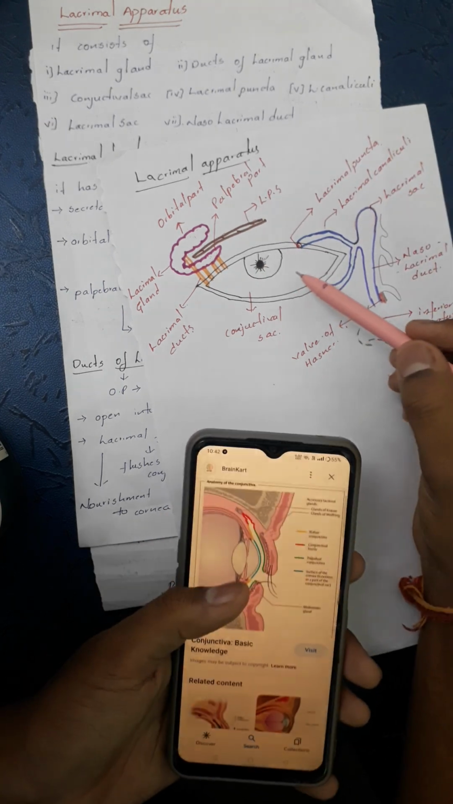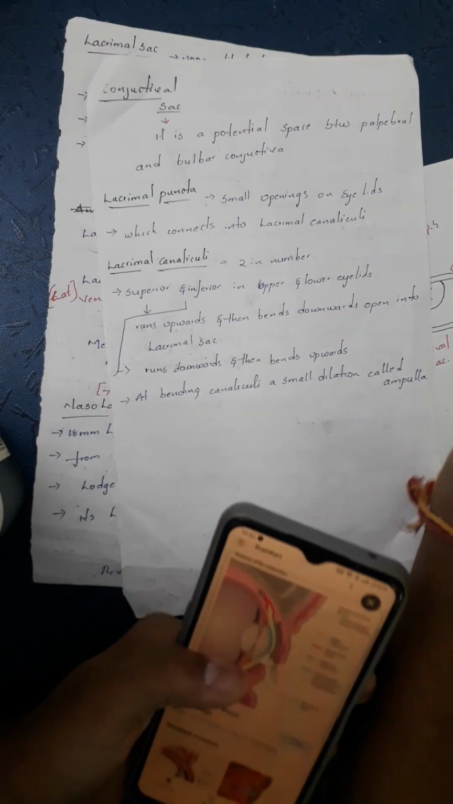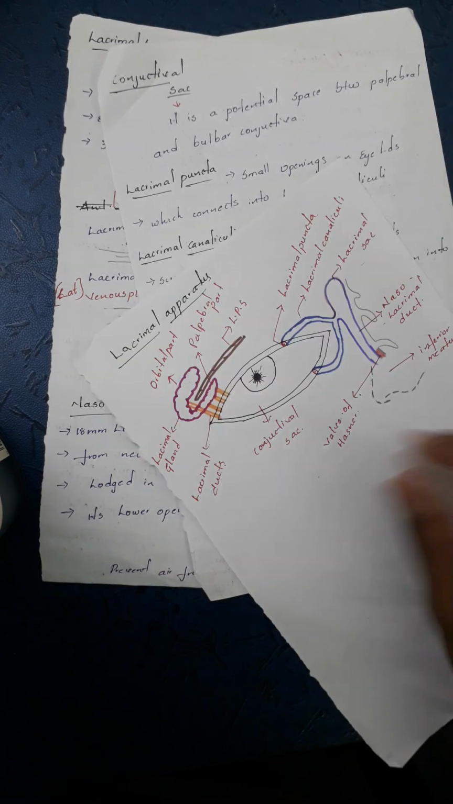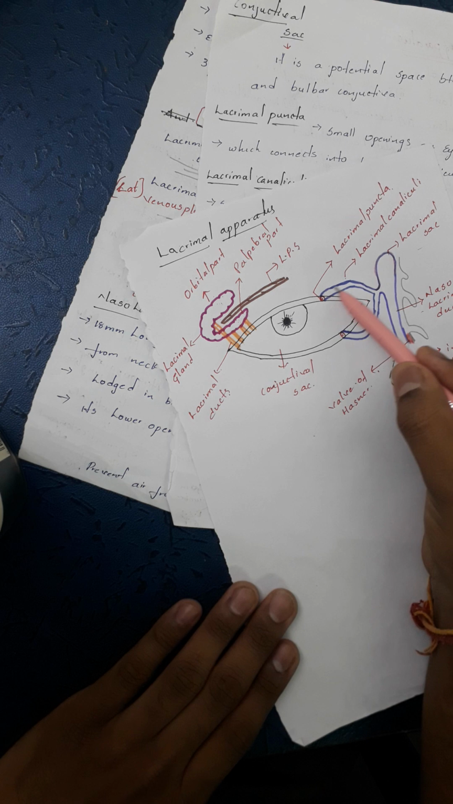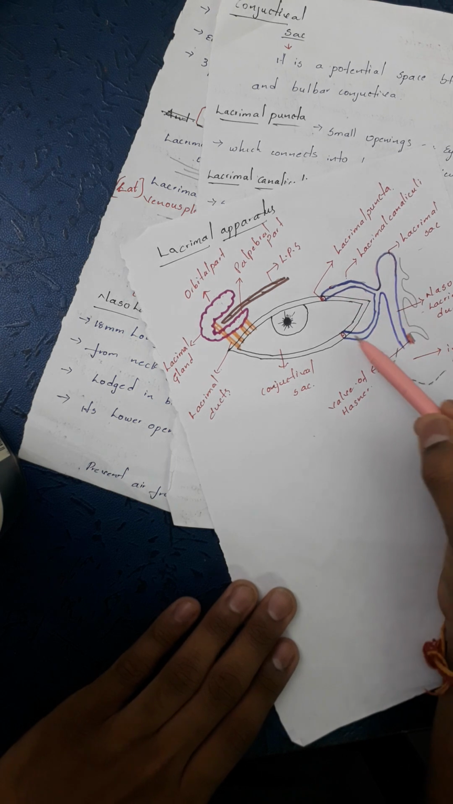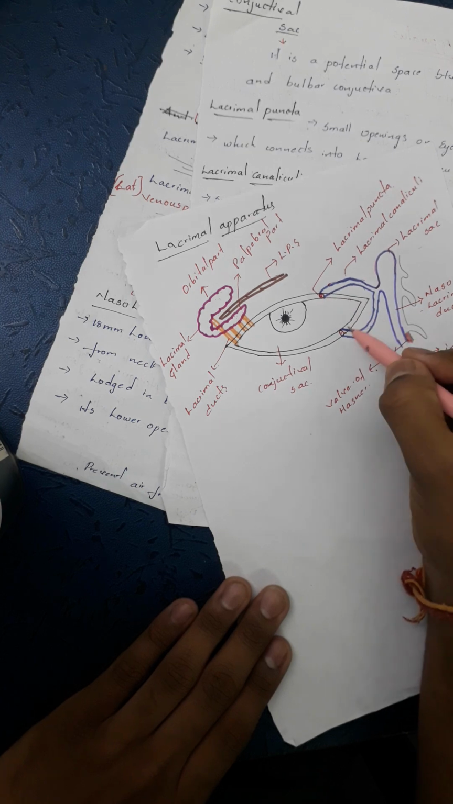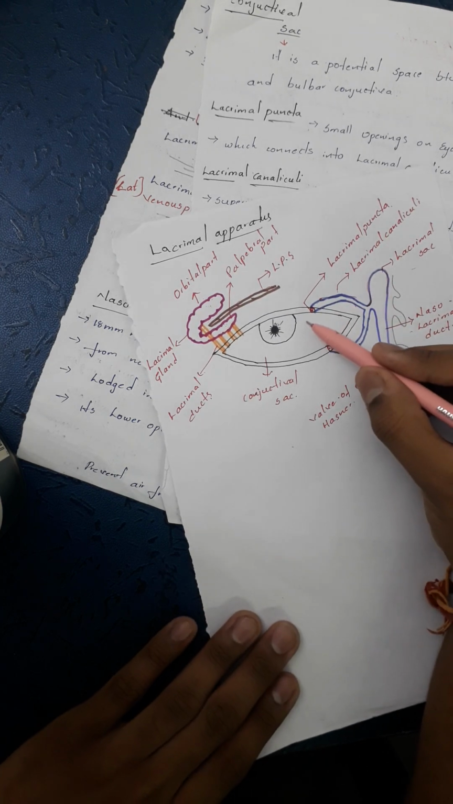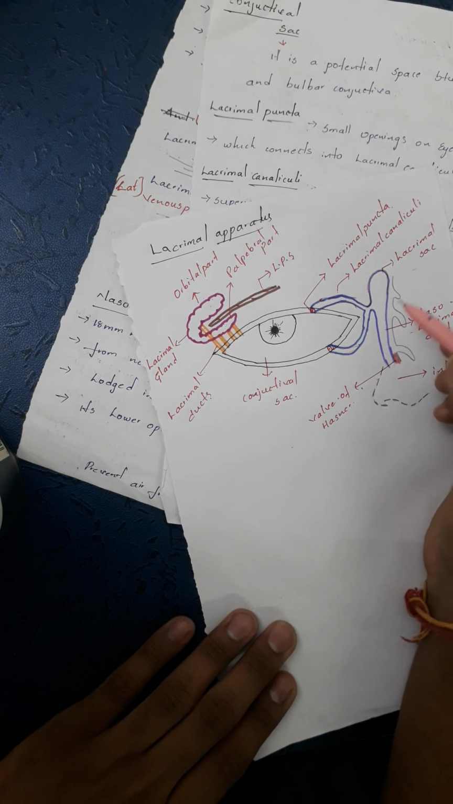From the conjunctival sac it will pass into the lacrimal puncta. What is the lacrimal puncta actually? They are the smallest openings on the eyelids which connect to the lacrimal canaliculi. As you can see here, there are two lacrimal canaliculi and two lacrimal puncta. The excess lacrimal fluid will pass via these into the lacrimal canaliculi.